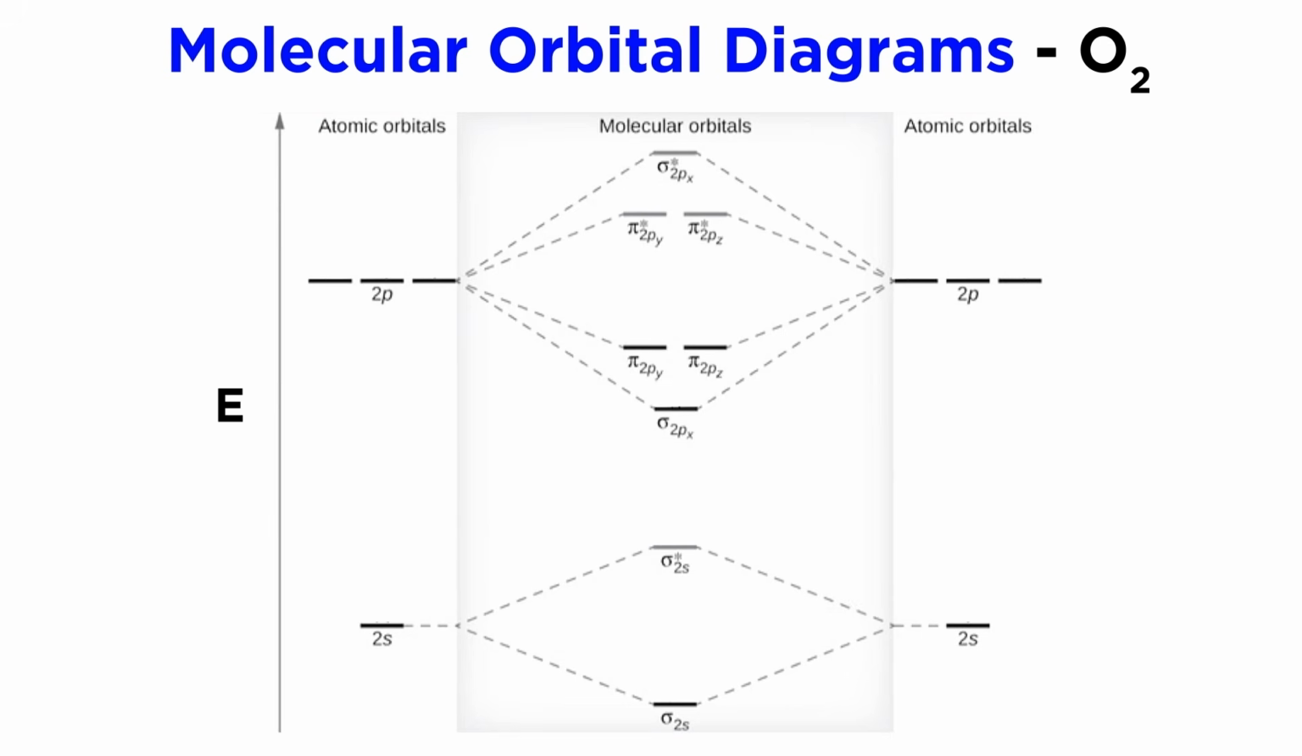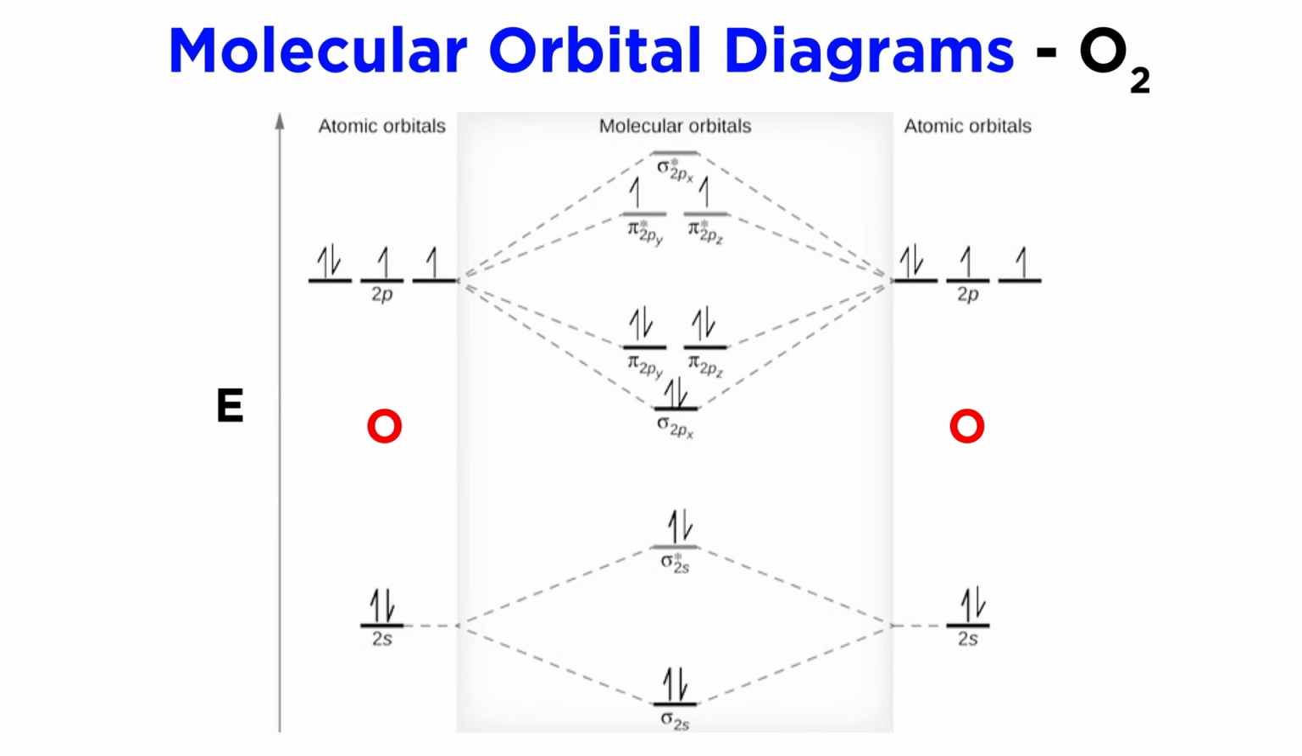Let's look at another one with more electrons, like an oxygen molecule. On each side, we place an oxygen atom with all of its valence electrons. The 2s electrons go and fill up the sigma 2s bonding and antibonding orbitals, and then the 2p electrons fill up the next set of molecular orbitals as shown.